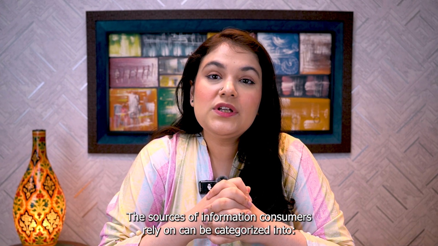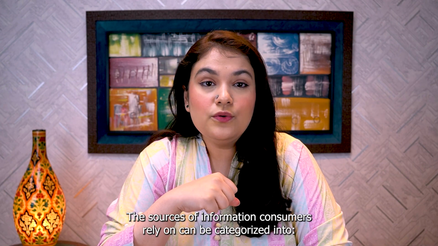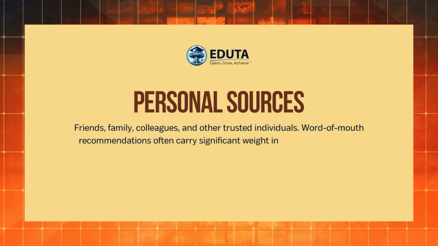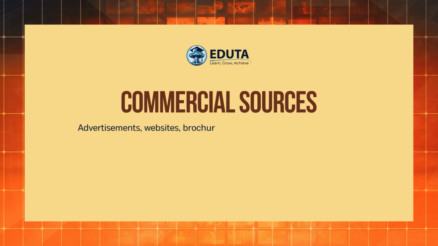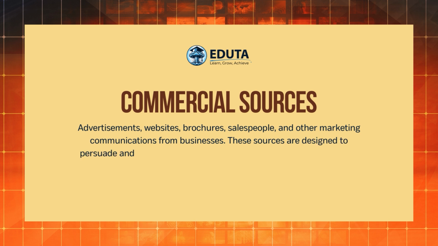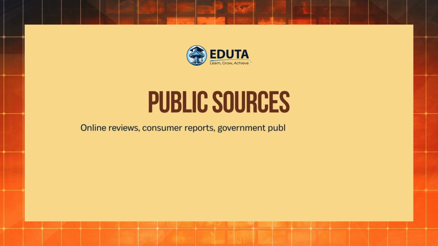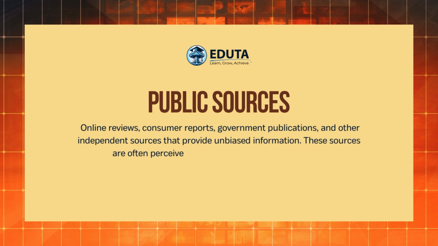The sources of information consumers rely on can be categorized into personal sources like friends, family, colleagues, and other trusted individuals. Word of mouth recommendations often carry significant weight in the consumer decision-making process. Commercial sources: advertisements, websites, brochures, salespersons, and other marketing communications from businesses. These sources are designed to persuade and inform, but consumers often view them with a degree of skepticism. Public sources: online reviews, consumer reports, government publications, and other independent sources that provide unbiased information. These sources are often perceived as more credible and trustworthy.